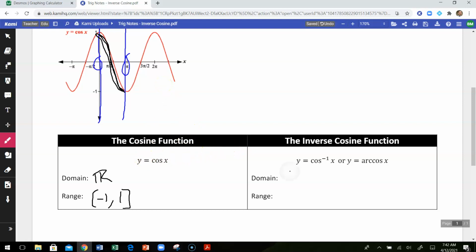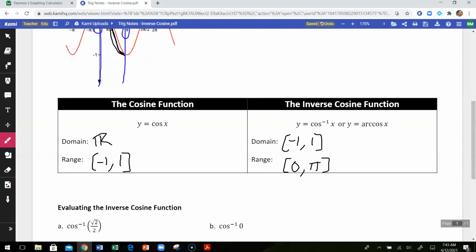Which means my domain for inverse cosine is going to be negative 1 to 1. I have to plug in things in that range of values in order to get an answer. So my domain for inverse cosine is negative 1 to 1. And my range is going to be that restriction that we put on our cosine function. So we're restricting that between 0 and pi. So the answers that we get for inverse cosine are always going to be somewhere between 0 and pi.